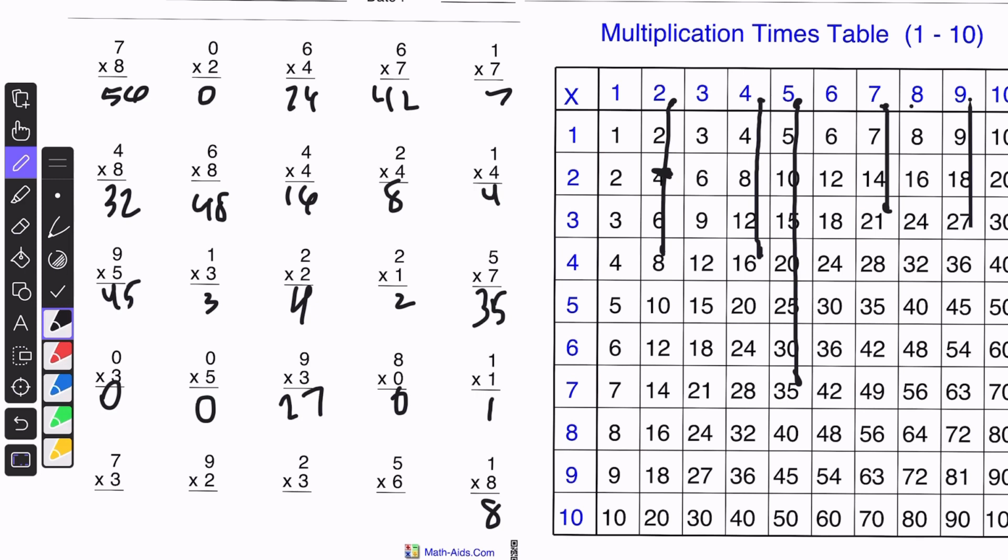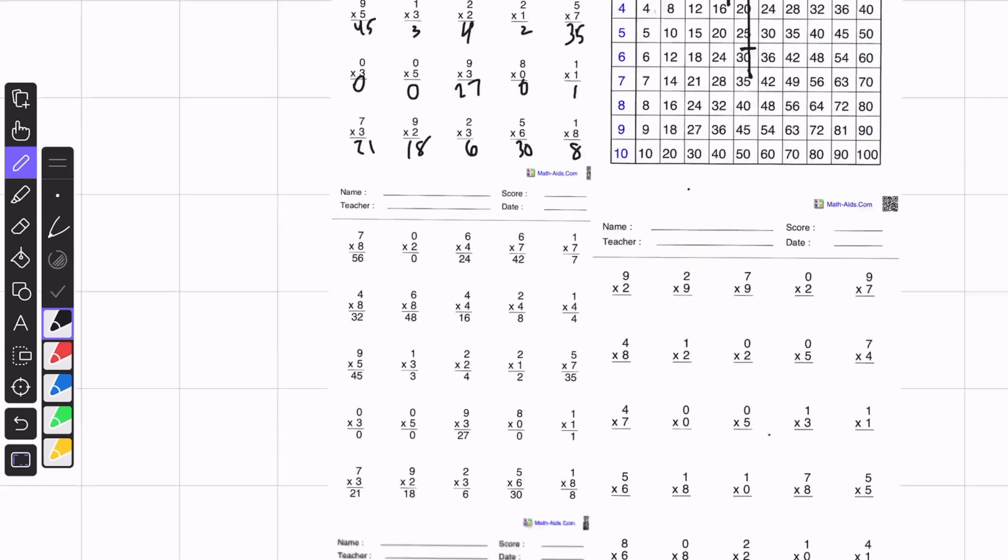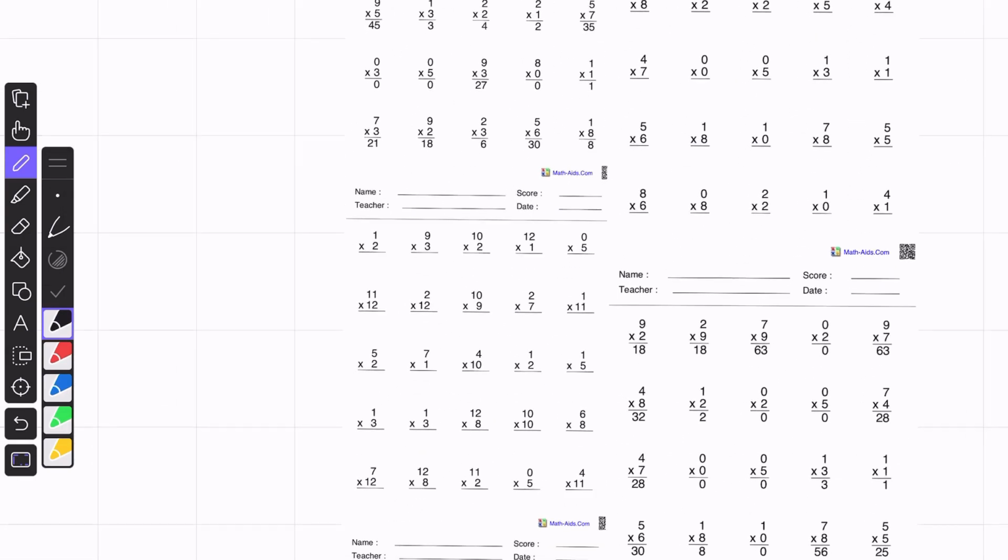7, 3, 21. 9, stop when it gets to 2, is just going to be 18. And then 2, when we stop when it gets to 3, whoops, sorry, I meant to click the eraser. So when we stop when it gets to 3, is just going to be 6. 5 at 6, that's just going to be 30. There we go. That's how we use the multiplication table. Pretty easy stuff.